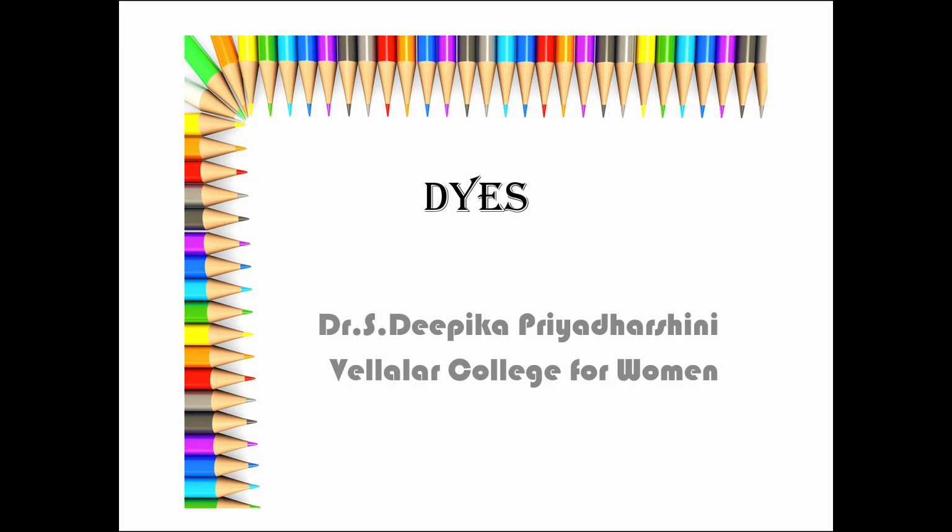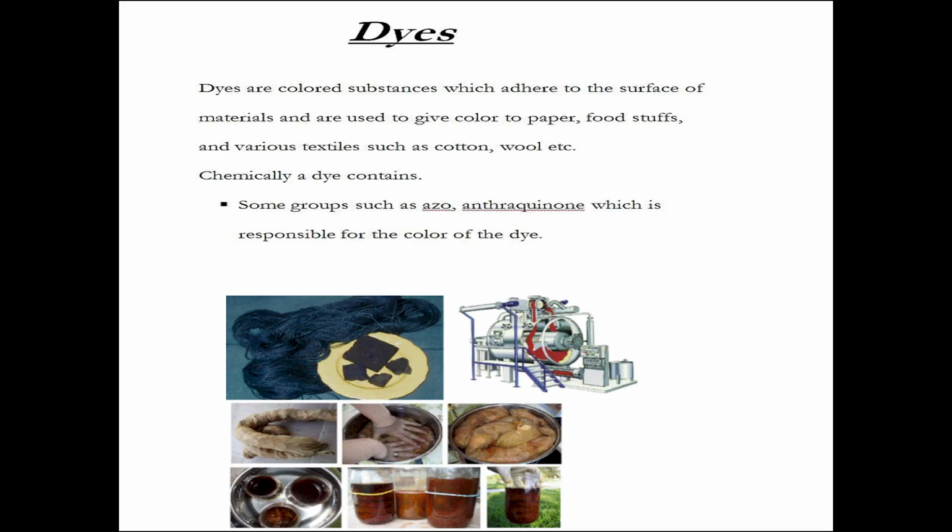Good morning to all. In this slide, we are going to see the basic concepts of dyes. Dyes are chemical substances which are used to adhere to whatever objects we want to color. For example, we can use dyes to color paper objects, cosmetics, plastics, cotton, wool, and various textiles.